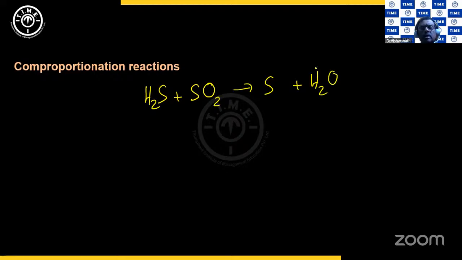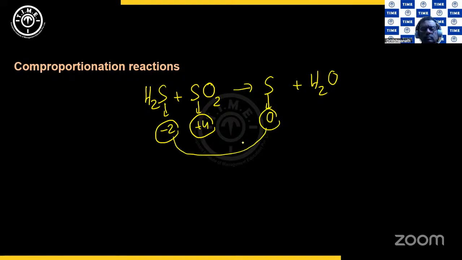In a comproportionation reaction, two species, for example, let us say H2S and SO2, turn into S. Of course, H2O will form as the byproduct there. So here sulfur is -2. The same sulfur here is +4. But here the sulfur is 0. So H2S is undergoing oxidation while SO2 is undergoing reduction.